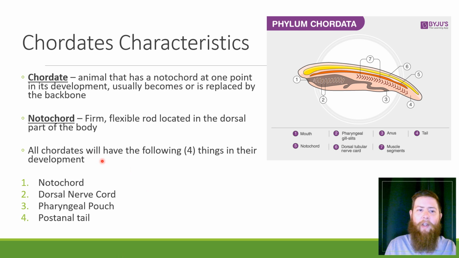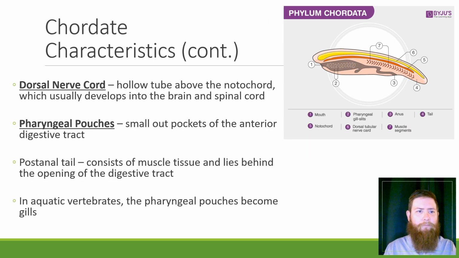These are characteristic of them. They'll have a dorsal nerve cord, which is in the yellow here, pharyngeal pouch, which is this 2 here, and then a postanal tail, which is this 4 here. We'll talk a little bit more about that now. So the dorsal nerve cord, this yellow here, is a hollow tube of the notochord. Usually it will develop into a type of brain and spinal cord in our chordates.